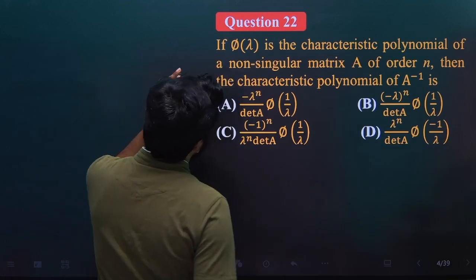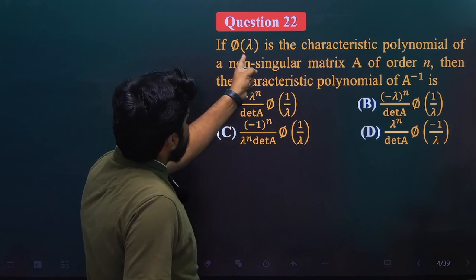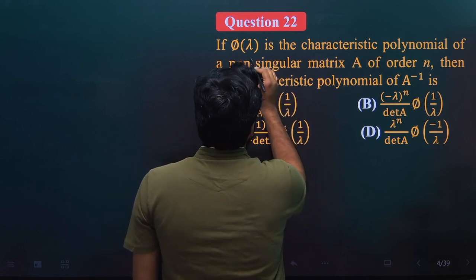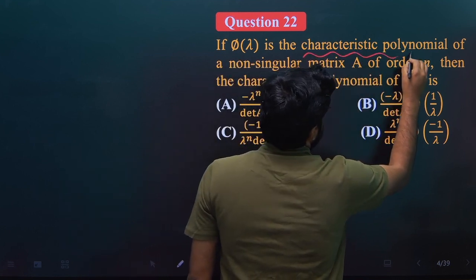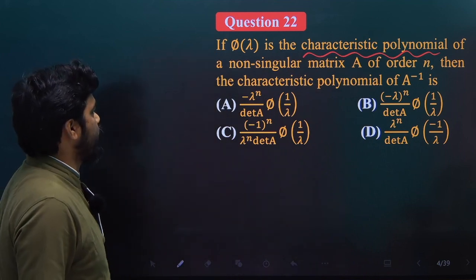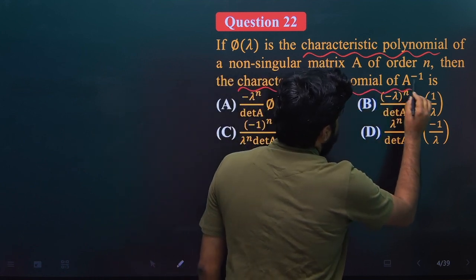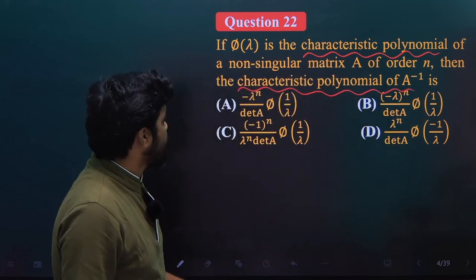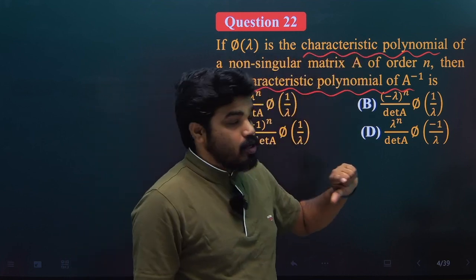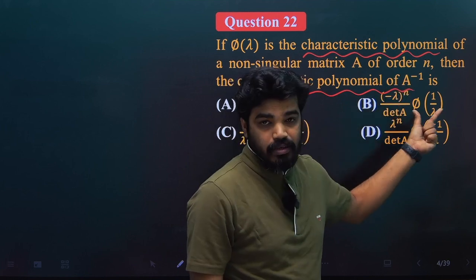So what is given? Just read this question very carefully. What is given here? Phi lambda is the characteristic polynomial of a non-singular matrix A of order n. Then the characteristic polynomial of A inverse. So it is given that phi lambda is the characteristic polynomial of A. We have to find the characteristic polynomial of A inverse.